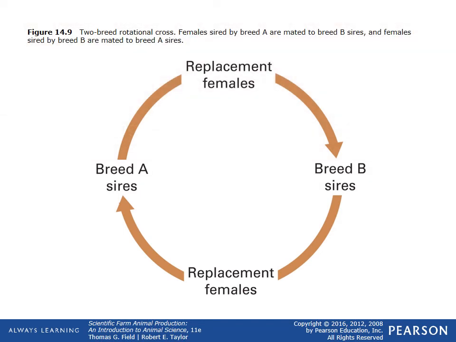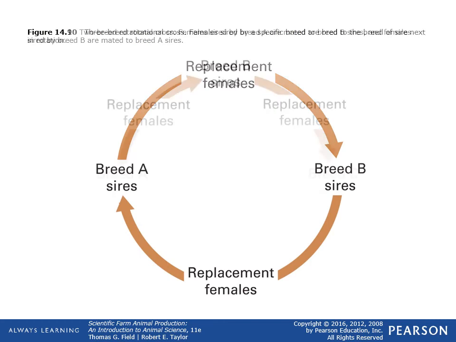Here we have an example diagram of a two-breed rotational cross where we have breed A sires and breed B sires. Here's that classic example of an Angus crossed with a Hereford, where we take those replacement females that would maybe be breed A Angus and we breed them to a Hereford bull. And we take those Hereford daughters and we breed them to an Angus bull, and so on and so forth. And we just keep crossing and have then hopefully.